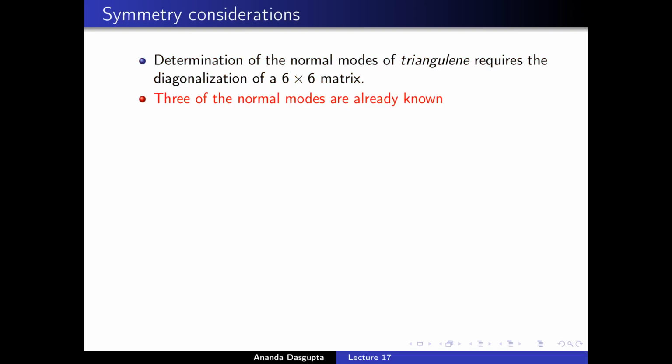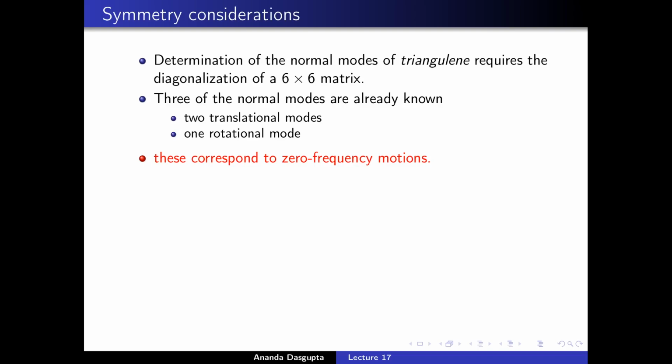Now, in this particular case, 3 of the normal modes are already known. 3 of the modes where the value of omega i is something we already know for sure. These are 2 translational modes, that is, modes in which the molecule can shift along the plane in any direction, but there are 2 independent directions it can move in. So 2 translational modes and 1 rotational mode where the molecule can turn as a whole while sticking to the plane, that is, rotate about the z-axis, the axis perpendicular to the plane. And these are modes which correspond to zero frequency motions.